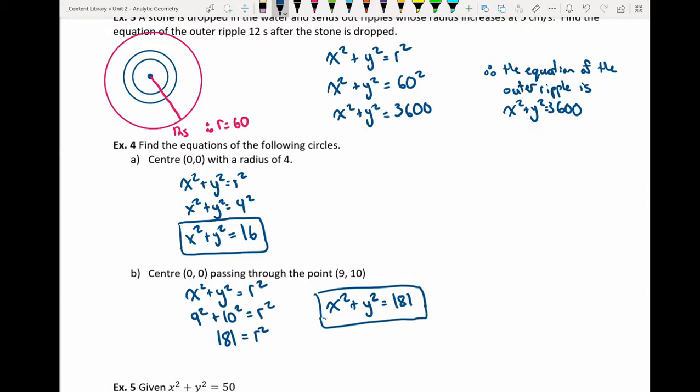If it did ask for the radius of a circle with center 0, 0 passing through this point, then I would have to square root that 181. But because it's just asking for the equation, I don't need to worry about simplifying it or finding the square root of that.